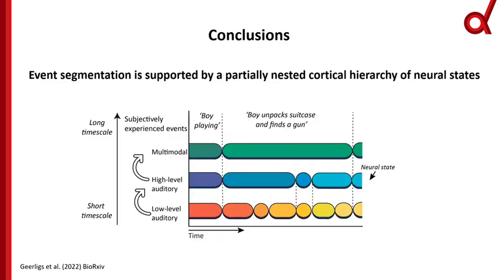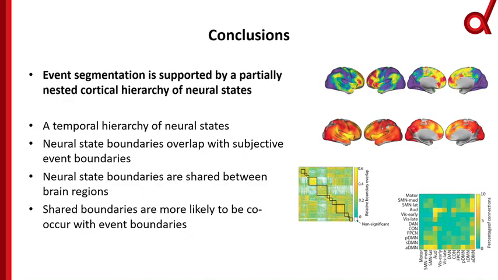So together, all these results line up very nicely with the framework that Baldassano and colleagues came up with, so that event segmentation indeed seems to be supported by this partially nested hierarchy of neural states. We see the temporal hierarchy that we expect. We see overlap between neural state boundaries and event boundaries. We see that neural state boundaries are shared between brain regions, and that the ones that are shared also tend to co-occur with event boundaries.